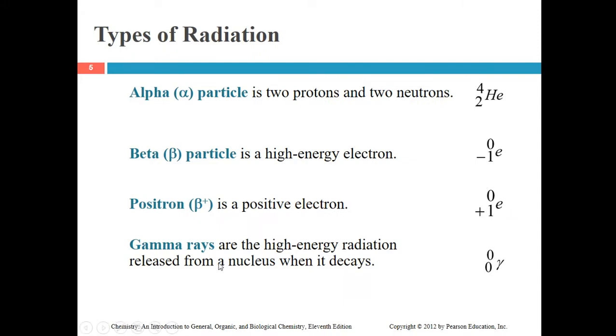Now, gamma rays are the high energy radiation that are released from a nucleus when it decays. Notice, it has no mass, and we don't say that it's changing from a proton to a neutron, or that it has any protons or anything like that. It is written as this gamma symbol with 0 mass and 0 for the protons.